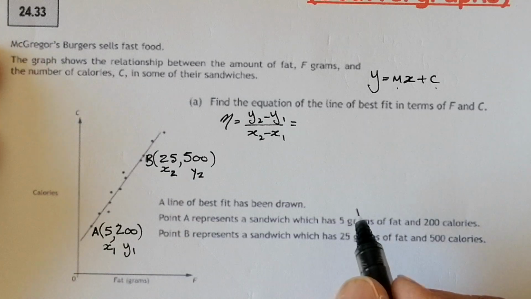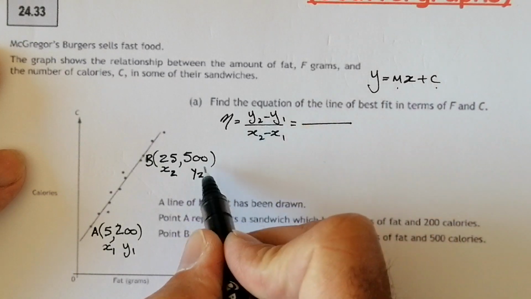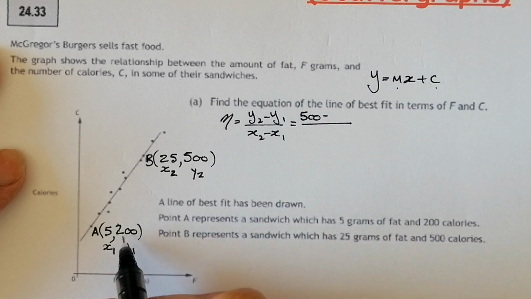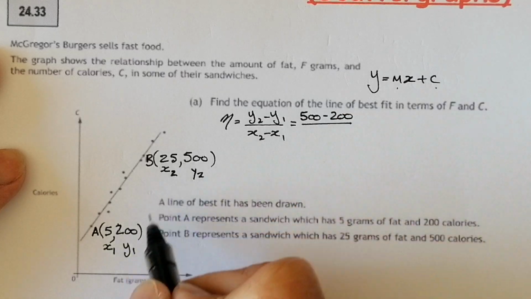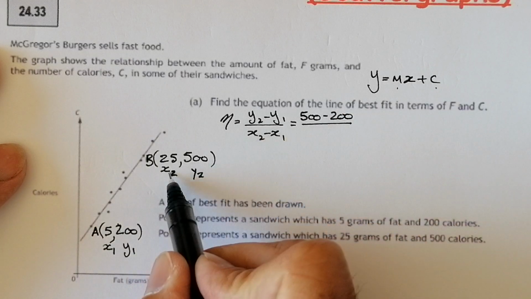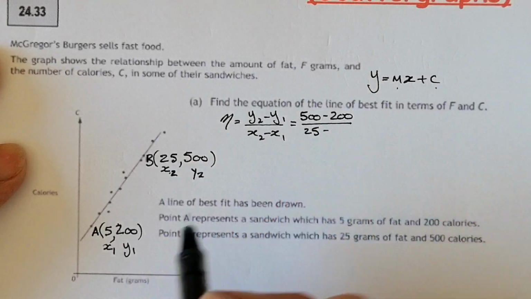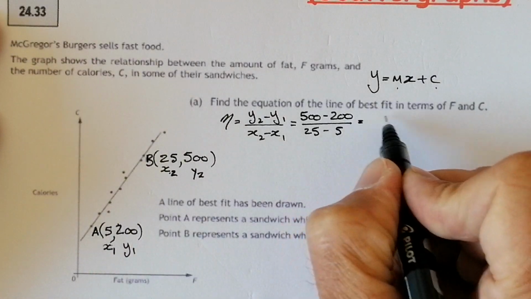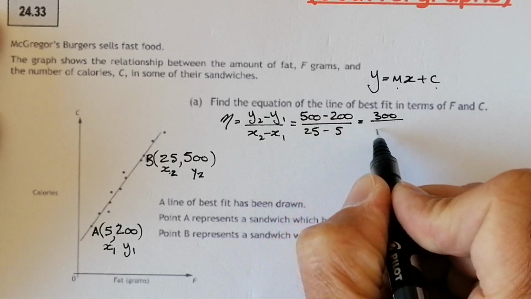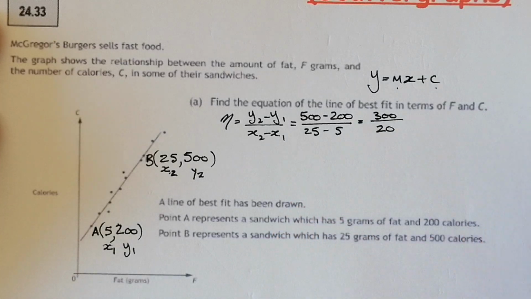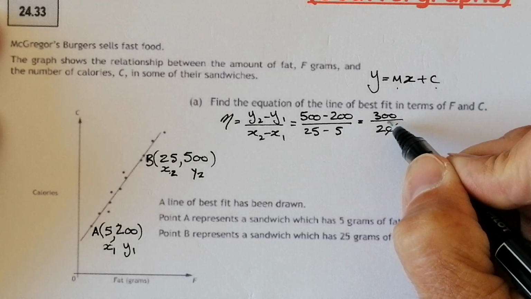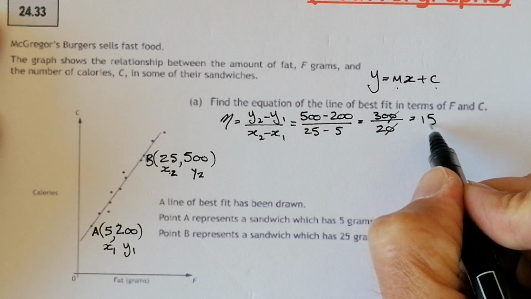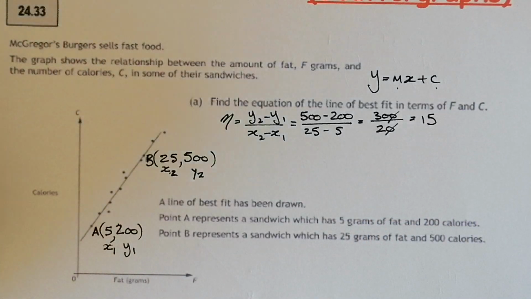So I'm going to work out the gradient first of all. Here we go. y2 is 500. I'm going to subtract from that the y1, which is 200. On the bottom, I'm going to go for my x2, which is 25, and from that I'm going to subtract 5, because that's what my x1 is. I'll just work out the numbers. That's going to give us 300 on the top and 20 on the bottom. To divide 300 by 20, an easy way is to divide the top and bottom by 10, take these zeros away, then 30 divided by 2 is going to give me 15. So my gradient there is equal to 15.